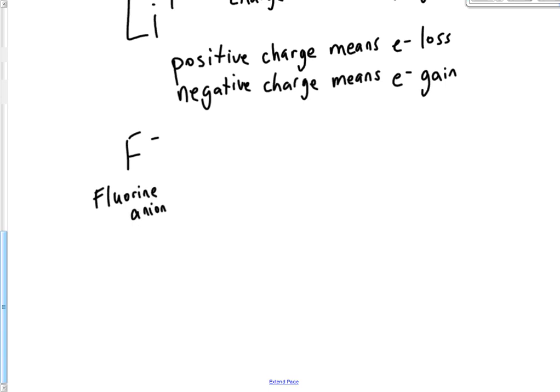Because it's negative. Okay, Al3 plus, and notice it's not +3, it's 3 plus. Put the number, then the symbol. Okay, number, then the symbol. This is aluminum. And because it is a positive ion, it is a cation.